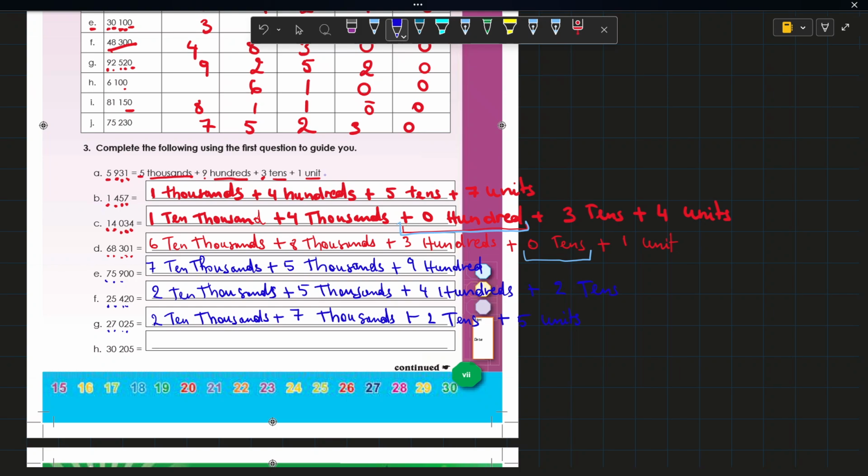And right here I've got 3 10,000. And then I've got 0 thousands. I'll omit it. I'll decide to jump. Then I go to 2 hundreds, plus I have another 0. I can just jump it, and then I go 5 units. Okay, great. So this was 3 10,000 plus 200 plus 5 units.